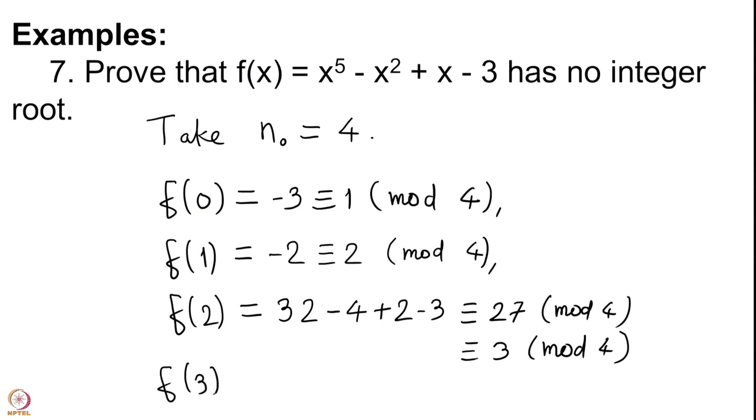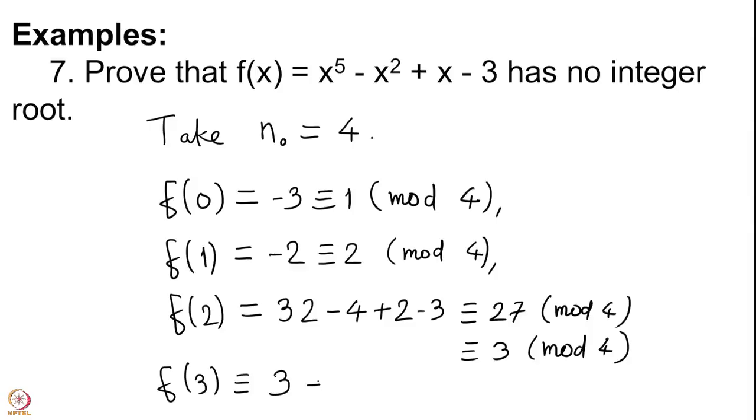And finally, when you compute f of 3, you get 3 to the 5. We are looking at it modulo 4. 3 square is 9, which is 1 modulo 4. So, when you want to compute 3 power 5, this is 3 square into 3 square into 3. So, you get 1 into 1 into 3. So, the ultimate answer is 3 minus 3 square, which is 1, plus x, which is 3, minus 3. So, you get 3 minus 1, which is 2, plus 0. So, you get this to be 2 modulo 4. So, we are not getting 0 mod 4 for any of the residue classes mod 4, and therefore, here we have no solution modulo 4.